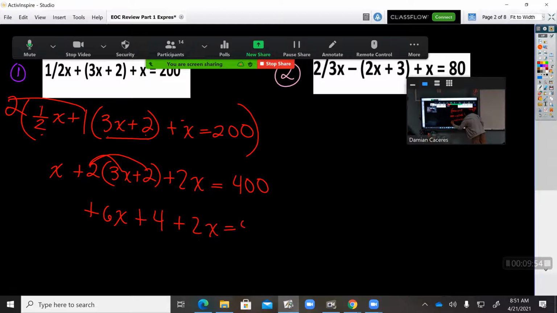Now bring everything else down so you can get ready to collect like terms. Now to be like terms, they have to have the same variable and exponent. So in this case, there's 3 terms with an x on it. X plus 6x is 7x plus 2x is 9x. We combine those like terms. Now, there's a constant here, positive 4. Is there another constant on the left side? No, so we just bring down the positive 4.